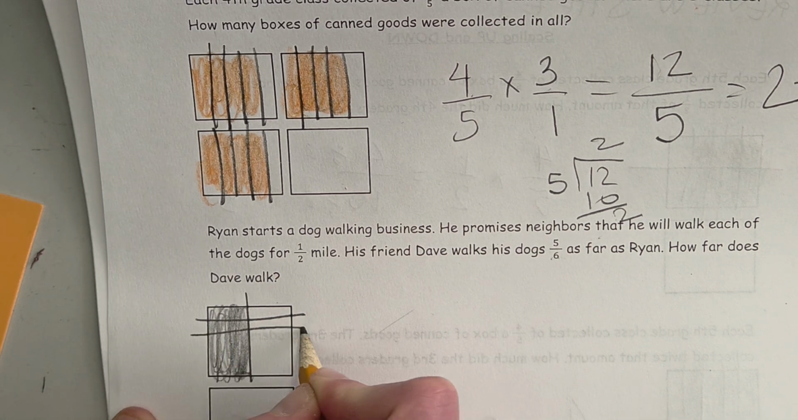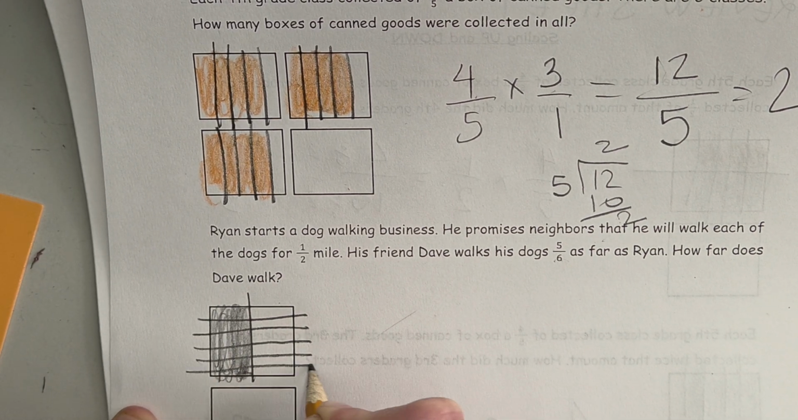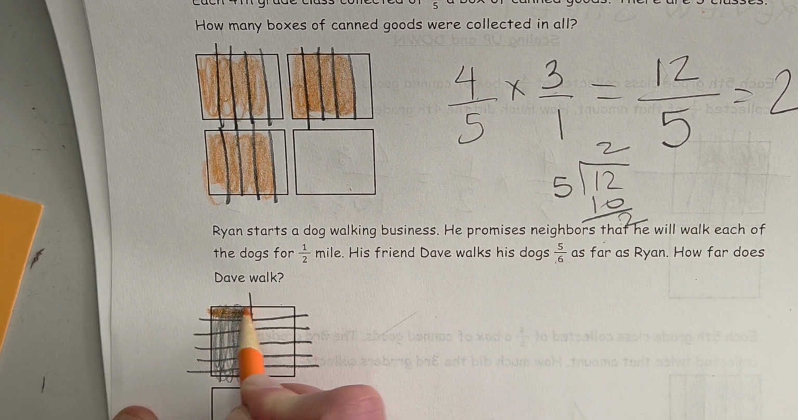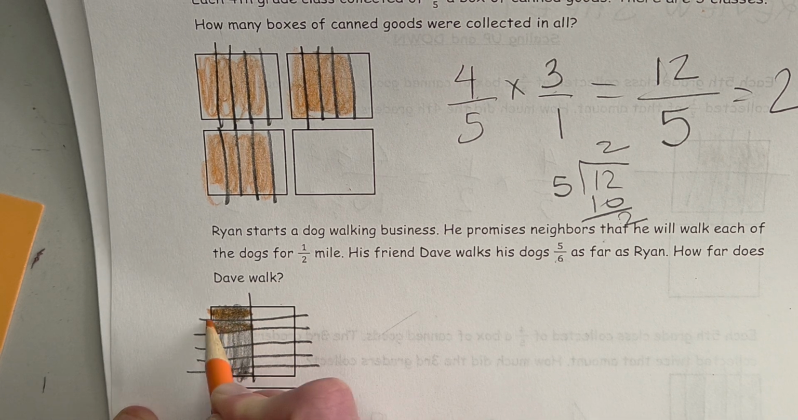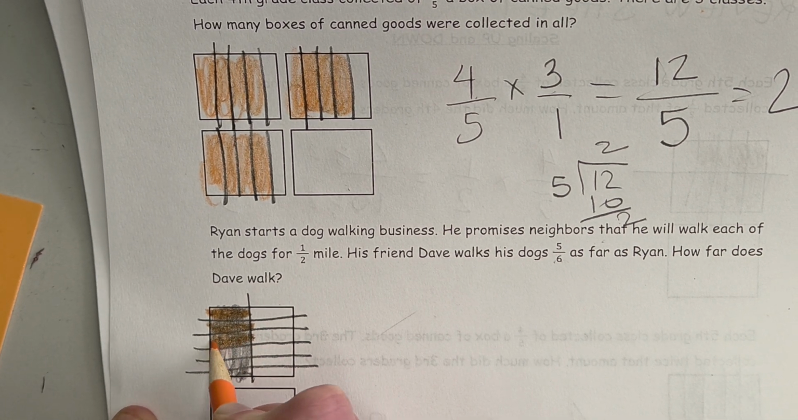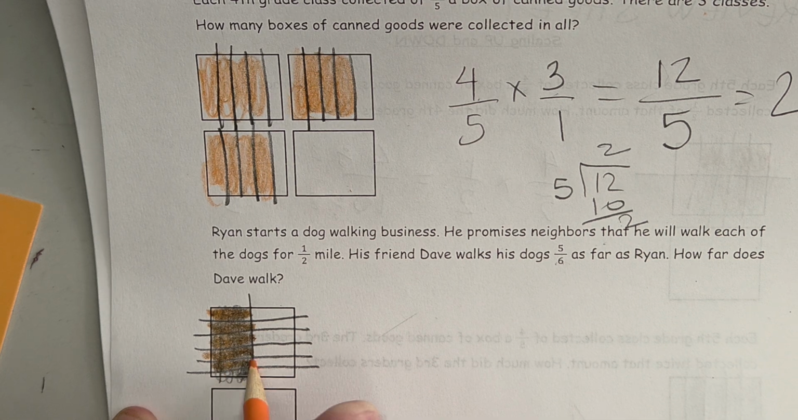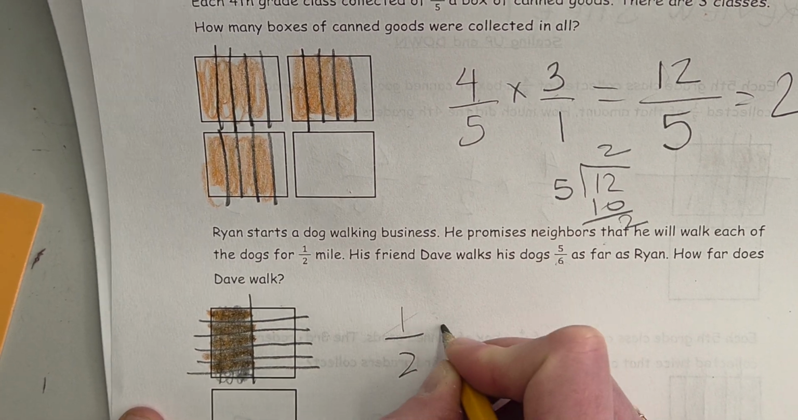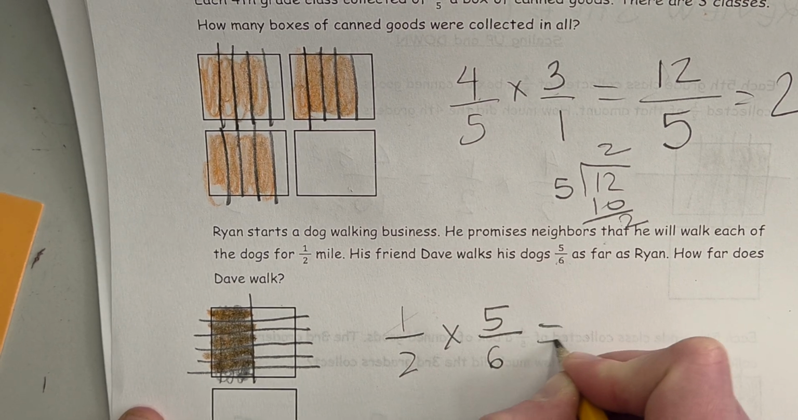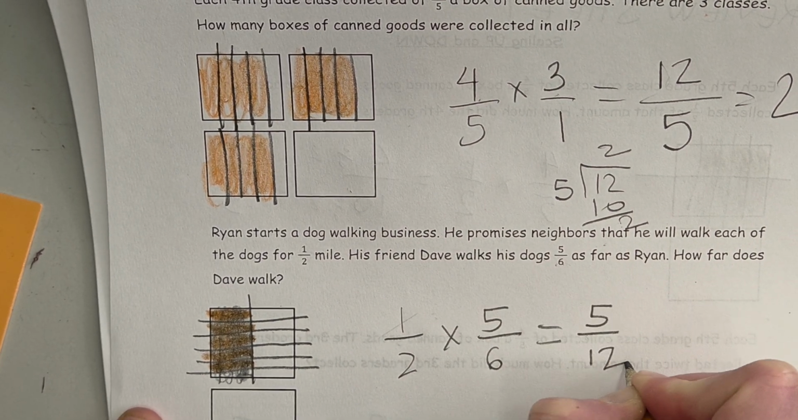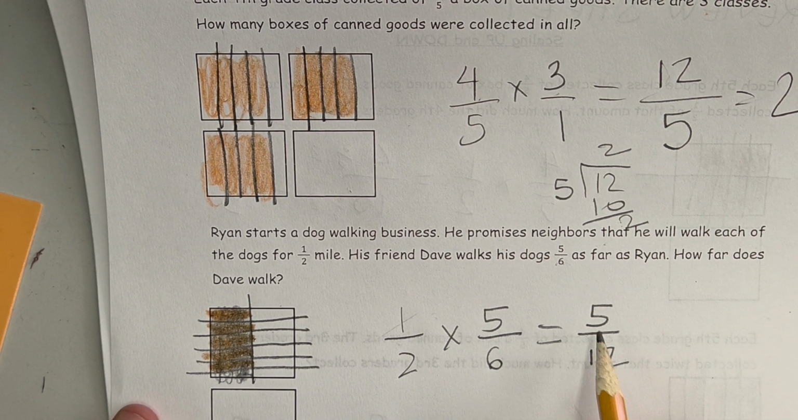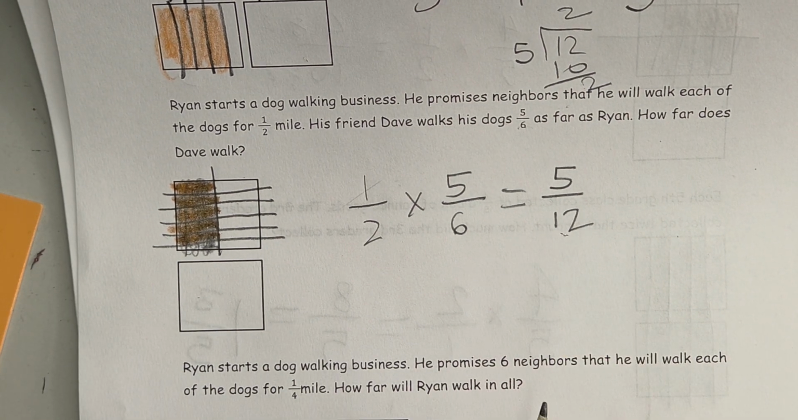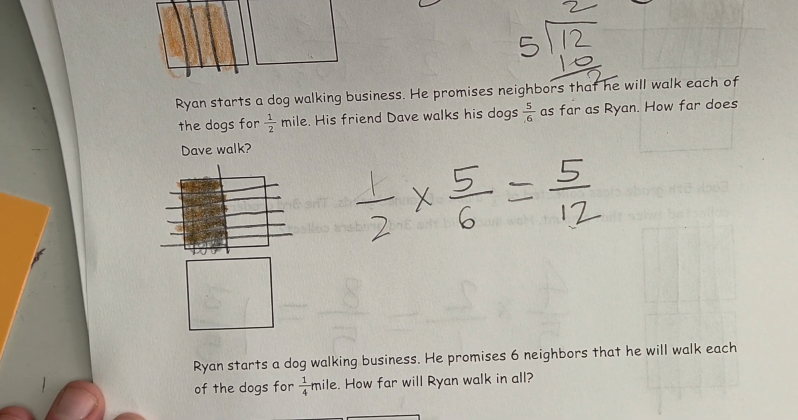So 5 lines. 1, 2, 3, 4, 5 lines. Okay, so Dave, this is 1/6. This is 2/6. This is 3/6. This is 4/6. This is 5/6. We still have that little bit down there on the bottom. 1/2 times 5/6 equals 5/12. And we cannot simplify that. If we look down our columns in our multiplication chart, we can see that those do not appear in the same column. We can't divide them by anything.